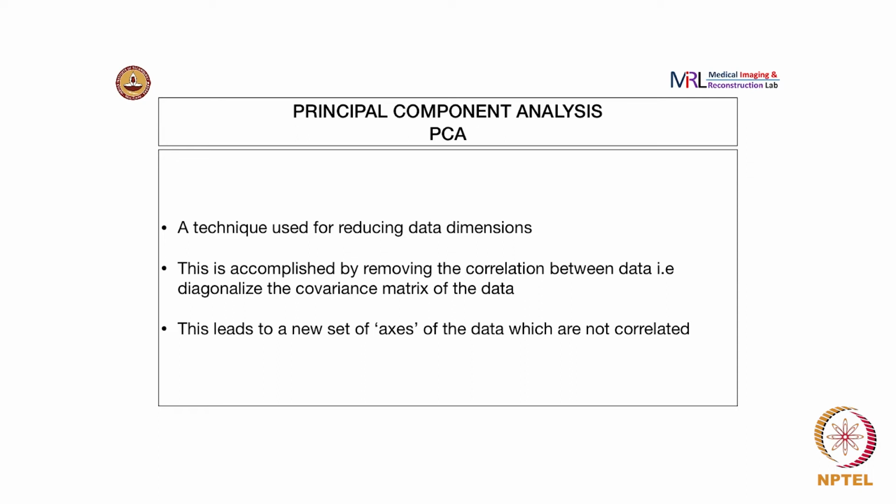When you diagonalize the covariance matrix of the data, you remove the correlation between the features in the data. In the process, you estimate a new set of axes for your data, and you can also interpret principal component analysis as a translation followed by a rotation of your coordinate system into another coordinate system, so that the correlation between the features is removed. We'll look at an example in the next slide to understand this scheme better.